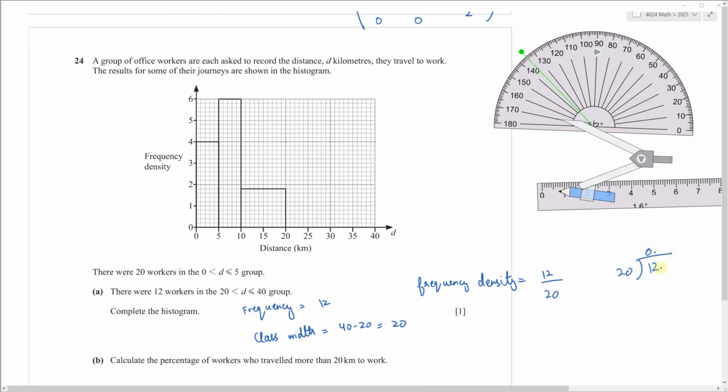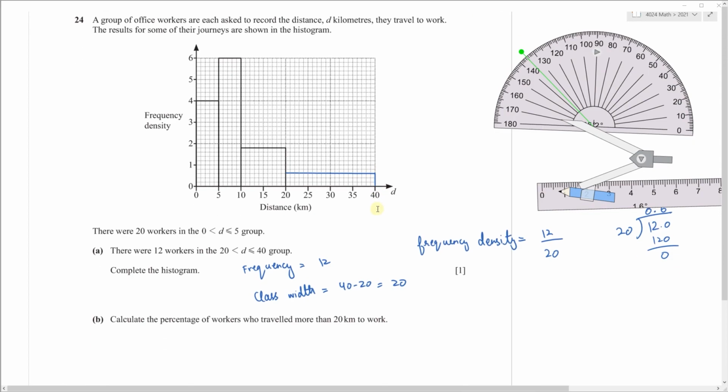So you have to go into decimal. I add a 0 here. 20 times 6 is 120. So your height of the frequency density is 0.6 for the width 20 to 40. So 20 to 40 is this. So each small block represents 0.2. 0.2, 0.4, 0.6 is the third block here. So I'll draw a line at 0.6 up till 40. So this is how you will complete your histogram.